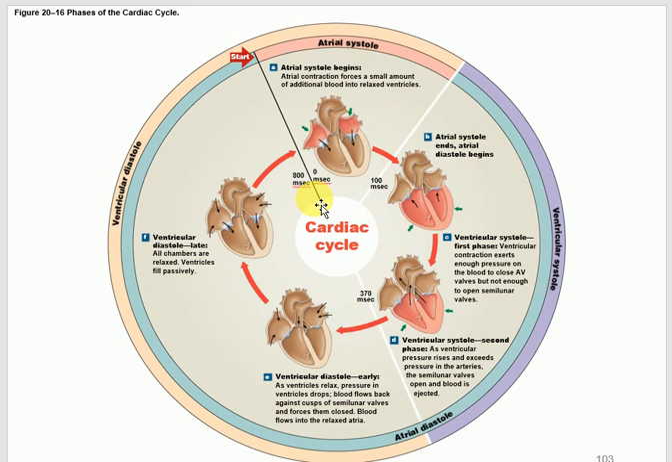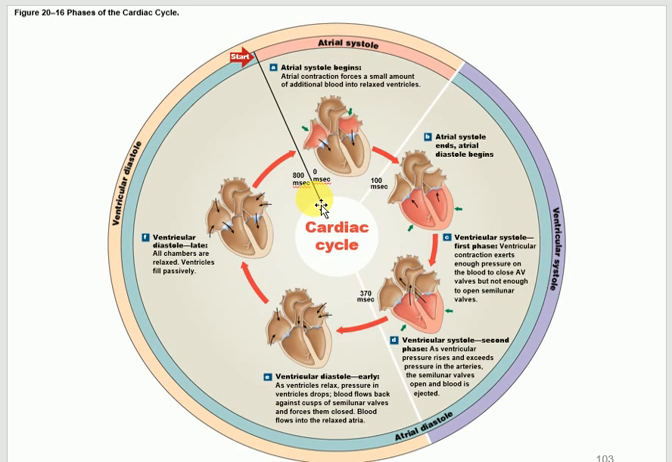And then at the end, the AV valves close, and the pulmonary and aortic valves open because you contract and push the blood out. Did you get the idea? There's an alternation between these valves. They do not open all four at the same time. The two AV valves open at the same time, and the pulmonary and aortic semilunar valves open at the same time.